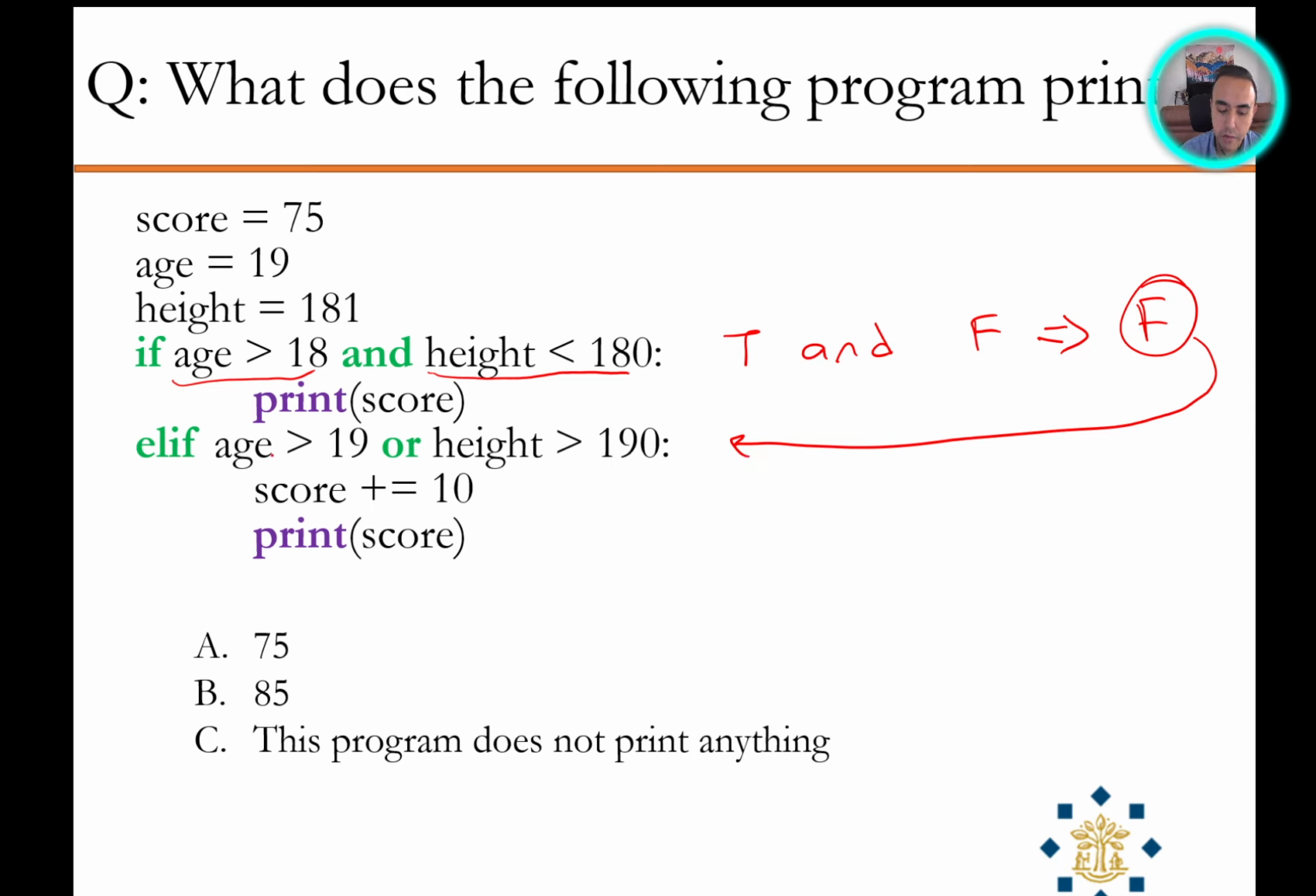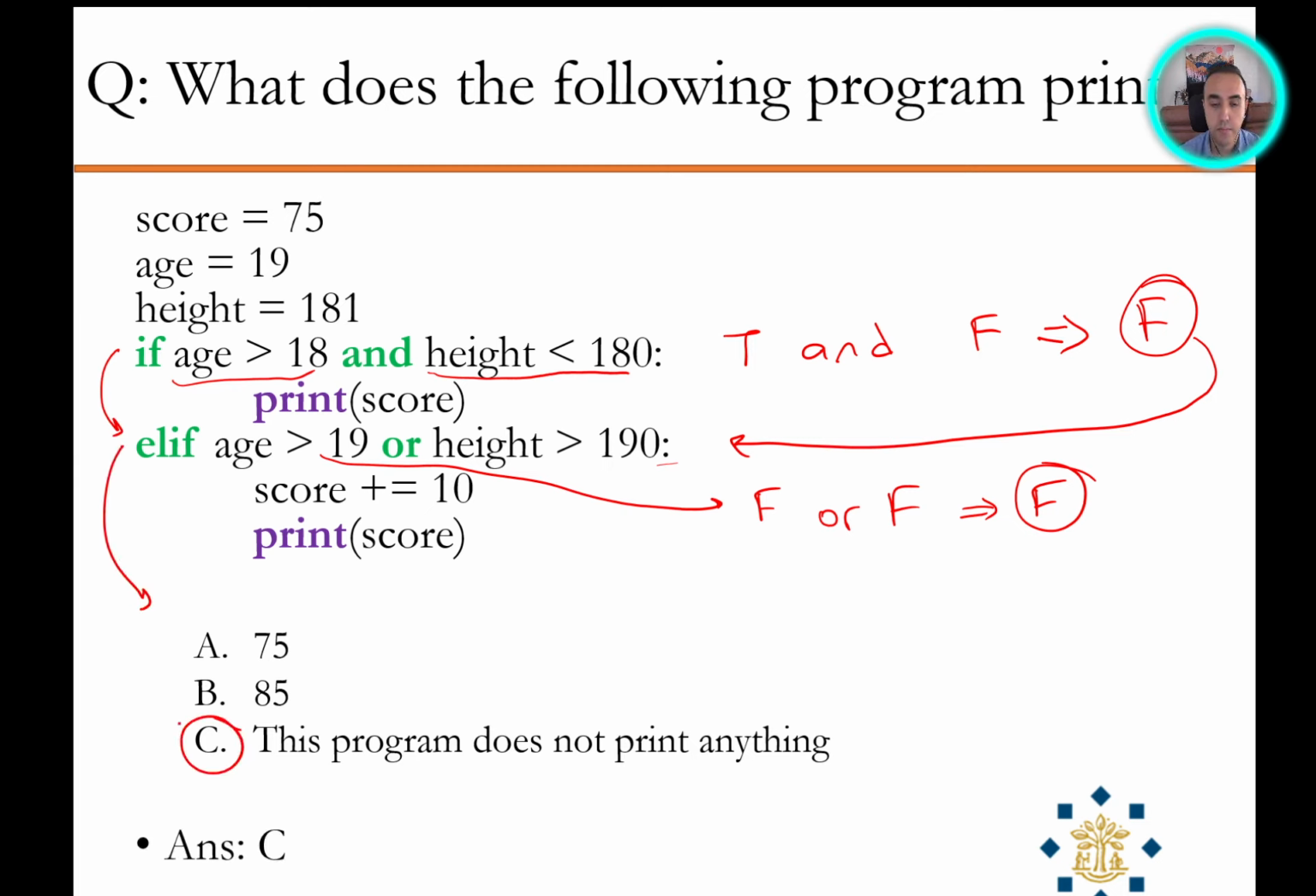But again, here we have to check whether this is true. Okay, so 19 greater than 19. That's a false. Or let's see, 181 greater than 190. That's also false, right? So false or false, that's actually the only time that it becomes false. So this is also false. So we again skip that part and it doesn't print anything.